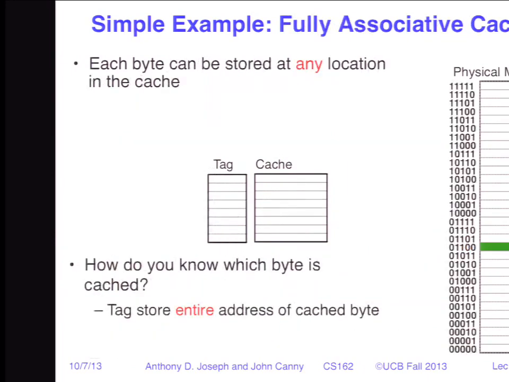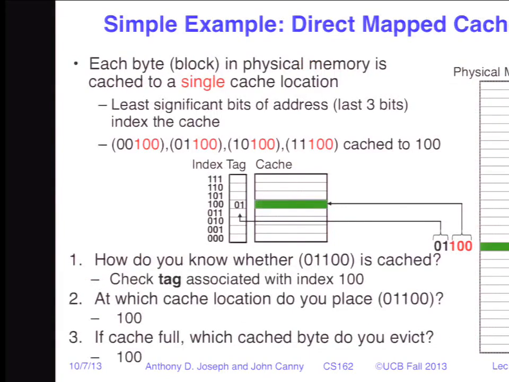Now, how do we know which byte is cached? Well, the tag is storing the entire... oops, I forgot one other thing. When the cache is full, which cache byte do we evict? And that will, again, be 100. All right? So that's direct mapped. Should be familiar to you, hopefully.